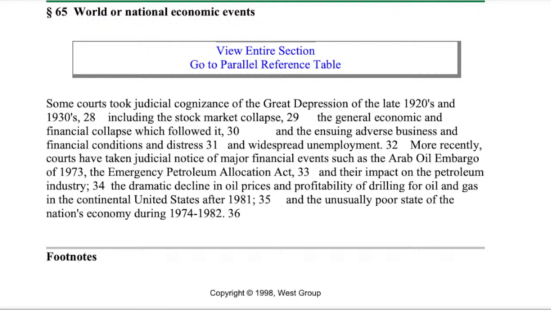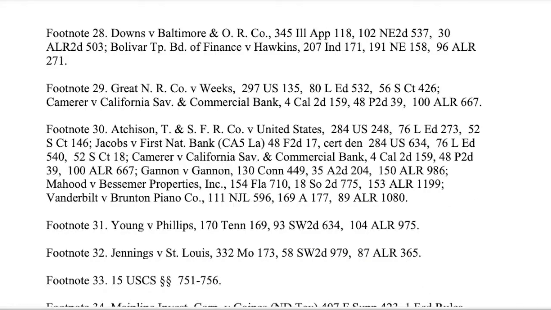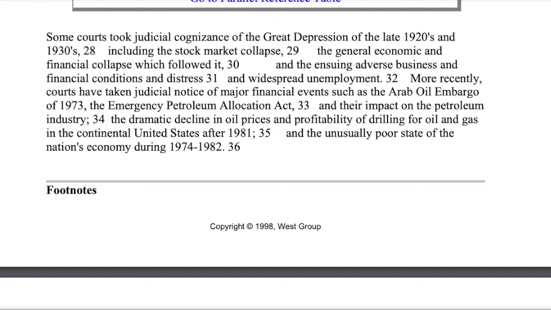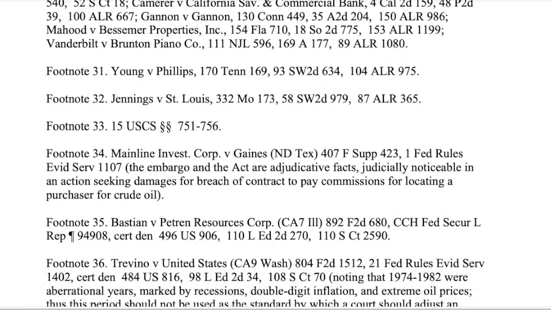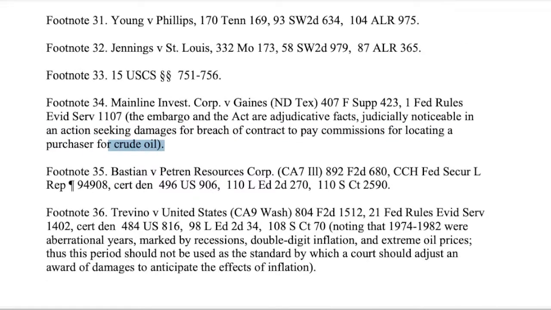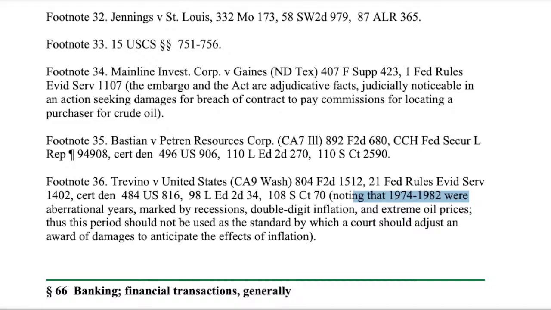It seems that history doesn't exactly repeat itself, but oftentimes it rhymes. Let's continue here. These footnotes here, just the cases, which are extensive. Oh, here we go. The embargo and the act are adjudicative facts, judicially noticeable, in an action seeking damages for breach of contract to pay commissions for locating a purchaser for crude oil. Noting that 1974 to 1982 were aberrational years, marked by recessions, double-digit inflation, and extreme oil prices. Thus, this period should not be used as the standard by which a court should adjust an award of damages to anticipate the effects of inflation.